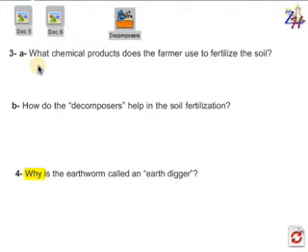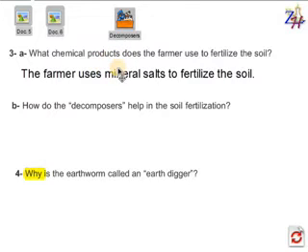Okay, now let's answer the questions. First, number 3A. What chemical products does the farmer use to fertilize the soil? As we know, farmers sometimes use some chemical substances to make the soil better for the growth of plants. We all know that they use mineral salts. So the farmer uses mineral salts to fertilize the soil.